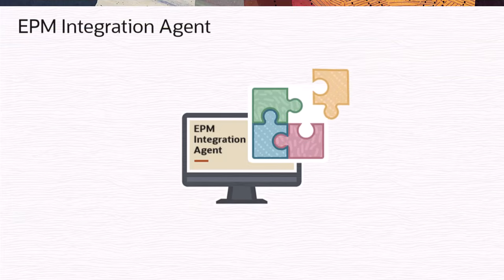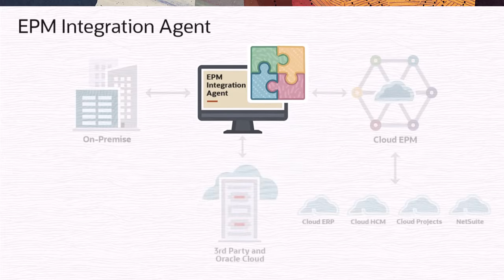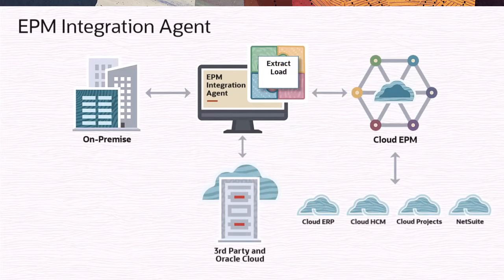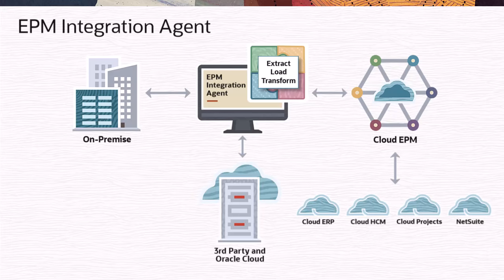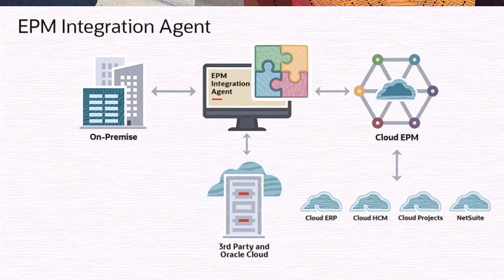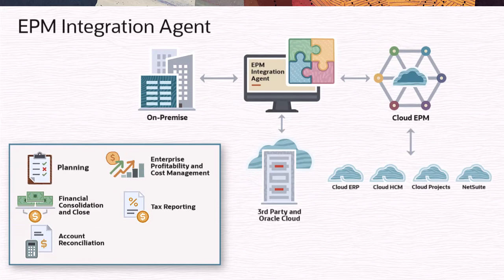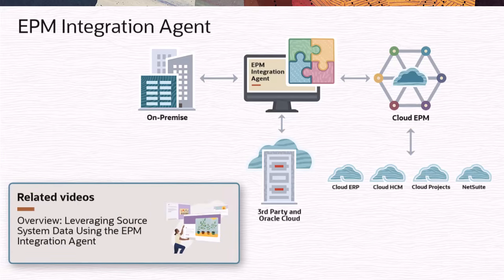The EPM Integration Agent is a comprehensive, unified solution you can use to directly extract, load, and transform metadata and data from a variety of on-premises and third-party cloud source systems for use in supported Cloud EPM business processes, such as planning, financial consolidation and close, account reconciliation, enterprise profitability and cost management, and tax reporting. Watch the overview video to see the highlights of the EPM Integration Agent.